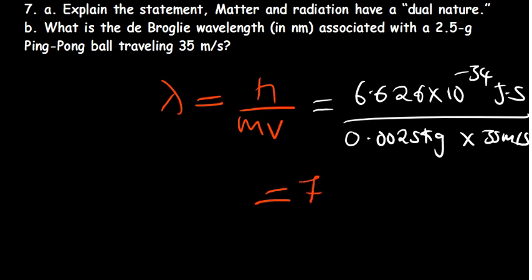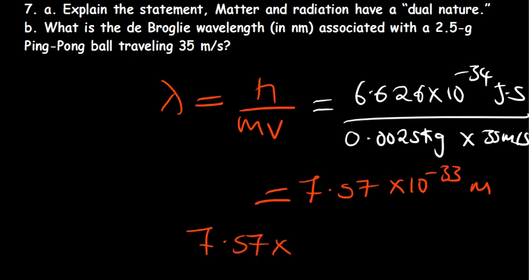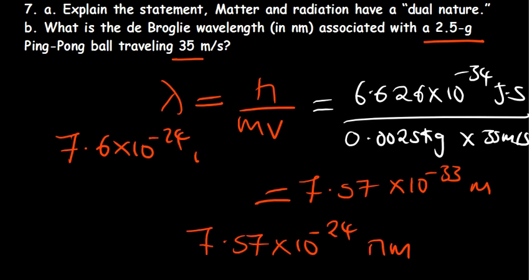So I'm getting a value of 7.57 times 10 to the power negative 33. That is our wavelength in meters. Now we want it in nanometers, so we multiply by 10 to the power 9. So we have a value of 7.57 times 10 to the power negative 24 nanometers. So we can round it off to two significant figures. We've got two significant figures in all the cases. So that's 7.6 times 10 to the power negative 24 nanometers.